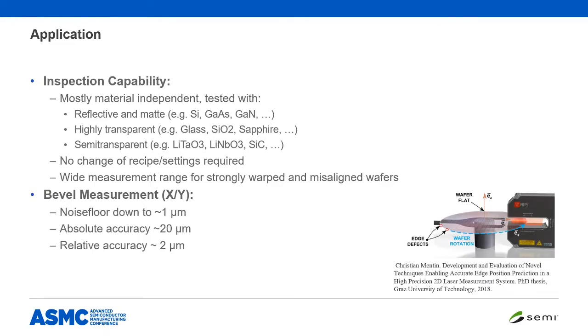Let's talk a little bit about the specifications of the device. The device can achieve a noise floor of down to 1 micrometer and achieve an absolute positioning accuracy of 20 micrometers. For our task, the task of classifying defects, the most relevant specification is the relative accuracy. So relative from time measurement to time measurement. And this device can achieve a relative accuracy of about 2 micrometers.